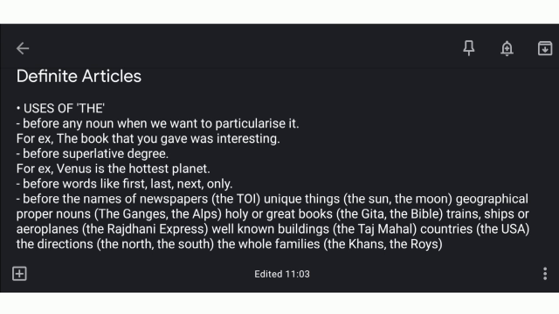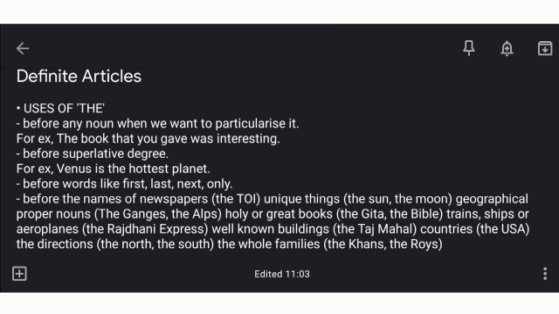Geographical proper nouns. The Ganges, the Alps. When we are talking about proper nouns related to geography, names of places or names of particular rivers or any other thing, then we use the before it. Holy or great books. When we are talking about particular famous books, for example, the Gita, the Bible, these are holy, sacred, pious, pure books, so we write the before it. Before the names of trains, ships or aeroplanes, when we are mentioning the name of a particular one, we write the before it.